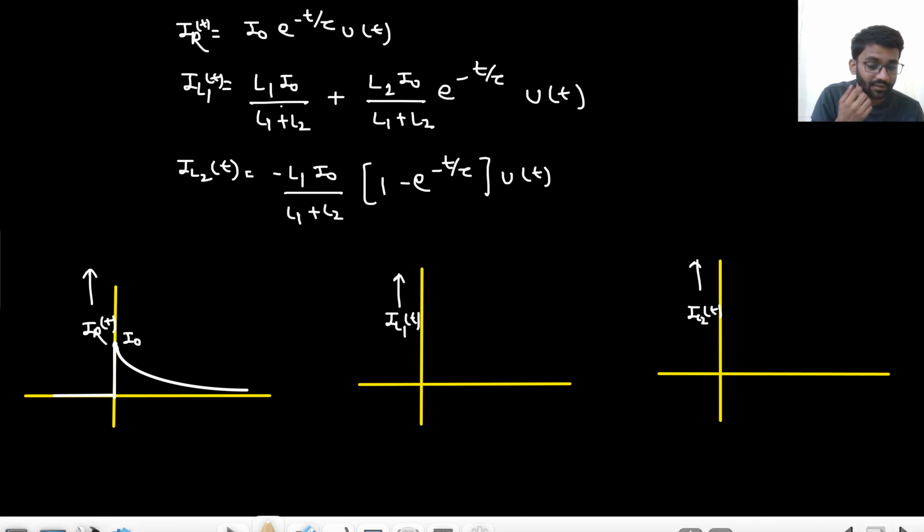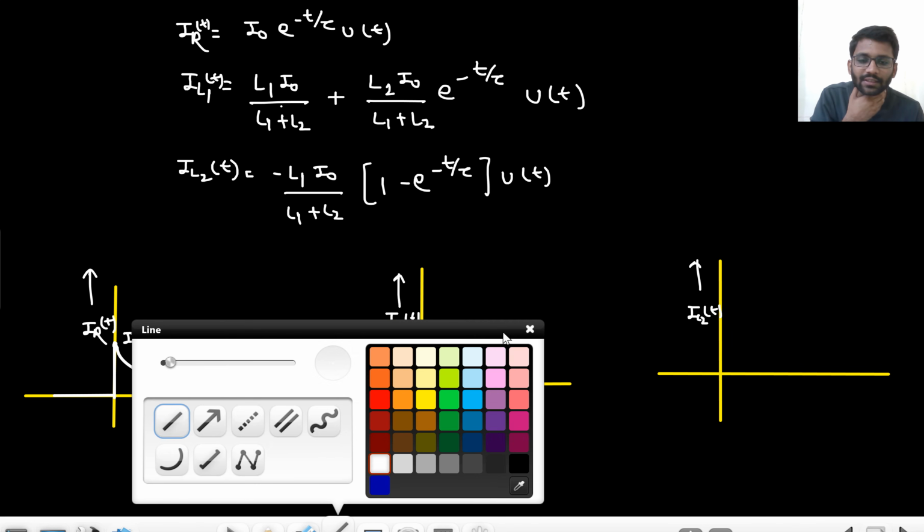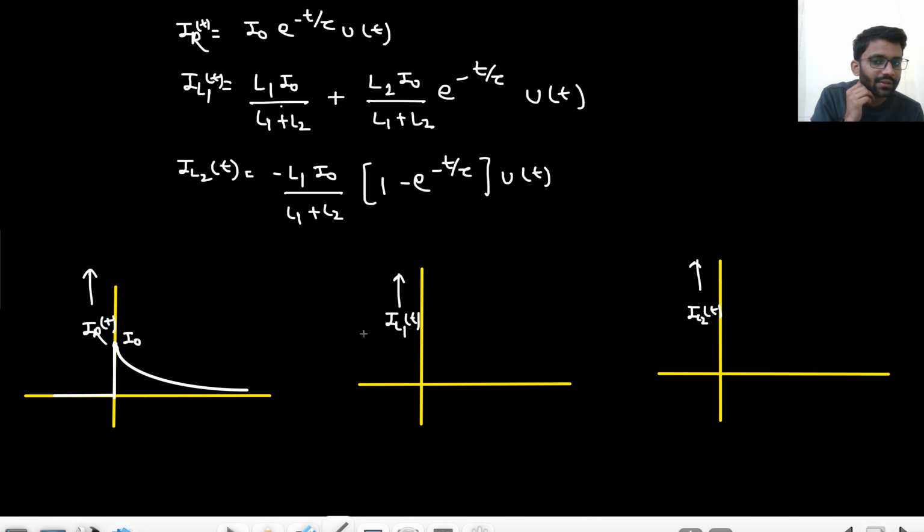What about this IL1? IL1 was initially I naught. Then it slowly decreases to L1 I naught upon L1 plus L2.